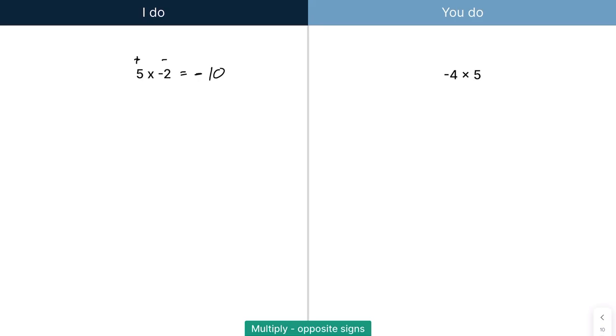Again, hopefully you've pressed pause and had a go at this. Here we have a negative and a positive. So when the signs are the opposite, so we have 1 negative, 1 positive, the answer becomes a negative. That's negative 20, and that also applies to division.